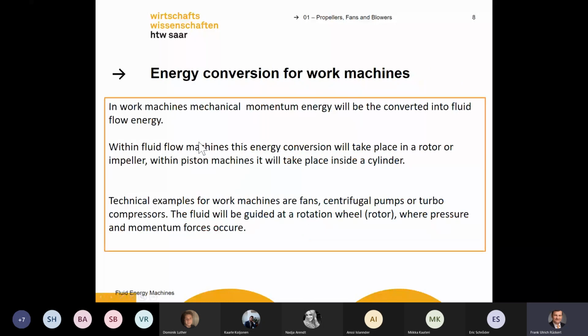In work machines, I think I've explained this already. We have mechanical energy, and we will convert it into fluid flow energy. We can have rotary work machines or piston ones. Okay, and we have a lot of examples.